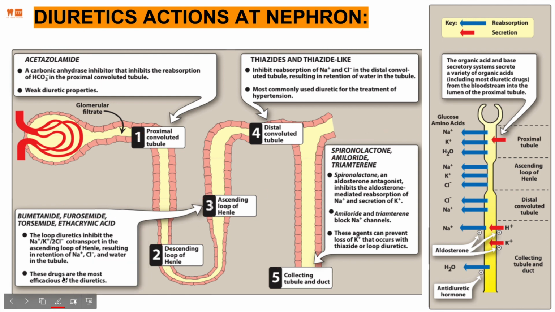Well, why are they important? Acetazolamide at the proximal convoluted tubule does this. It is a carbonic anhydrase inhibitor that inhibits the reabsorption of bicarbonate ions in the proximal convoluted tubule. So what does it do? This drug acts on the proximal convoluted tubule as a carbonic anhydrase inhibitor that inhibits the reabsorption of HCO3. So it lets HCO3 out of the body, not inside the body, out of the body. It lets it pass through the loop of Henle and out of the body.